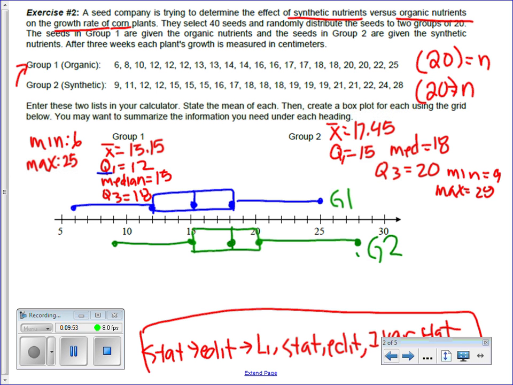Okay, so group 2, I notice in general, the box and whisker plot is very much shifted more to the right where the higher numbers are. Its min and max are higher than the min and max for group 1. Its median and all of its quartiles are higher also. So that does indicate to me that this second group that has synthetic nutrients is really growing more than the first group who has organic nutrients.